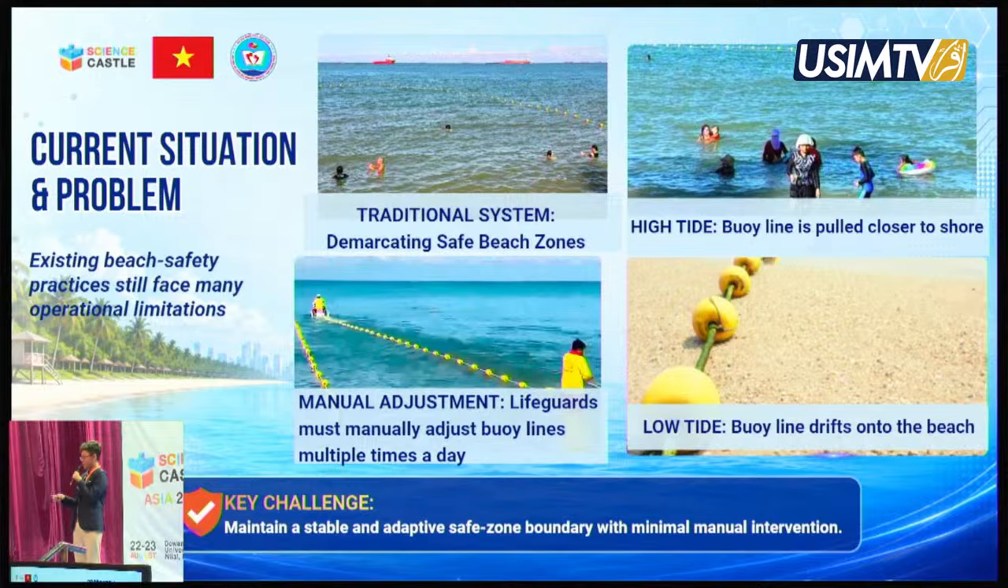At low tide, the buoy line may drift onto the beach. At high tide, the buoy line may need to be pulled closer to shore. This means that lifeguards had to manually adjust its position several times a day. Our key challenge is how we can maintain a clear, stable, and adaptive swimming boundary while reducing manual operation.